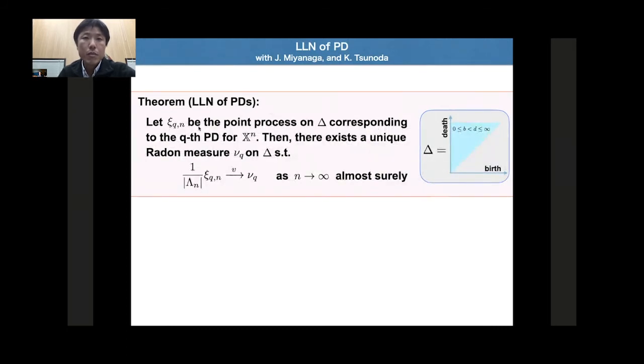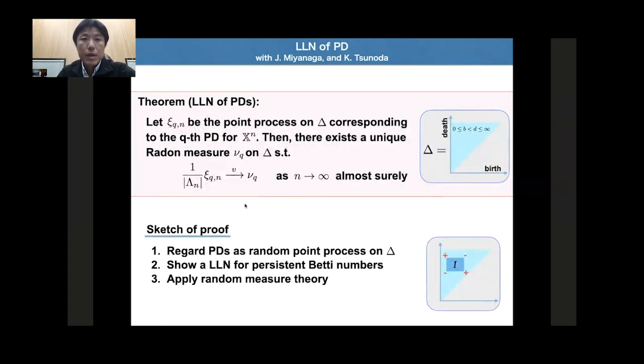And then let ξ_n be the point process on delta corresponding to the q-th persistence diagram of the random filtration X_n. So n again means the restriction by window λ_n. Then there exists a unique Radon measure ν on delta such that the restricted persistence diagram normalized by the volume of the window converges to this Radon measure as n goes to infinity almost surely. So this theorem shows the averaging behavior of the persistence diagrams with the volume as its scaling factor. So this is the law of large numbers for the persistence diagram.